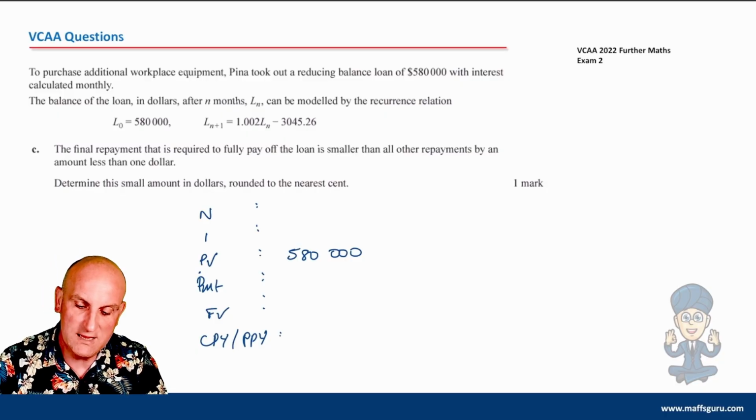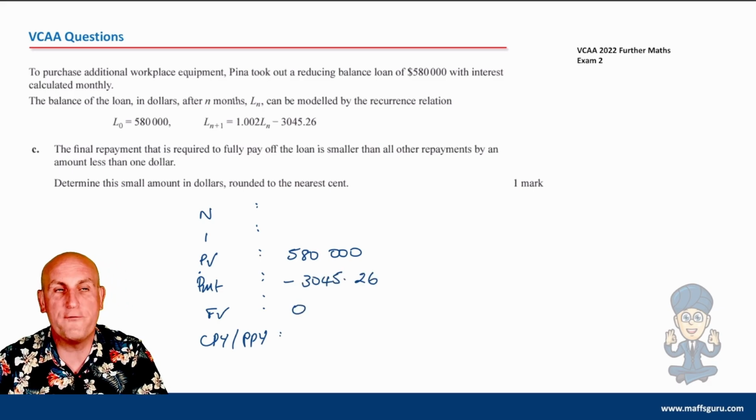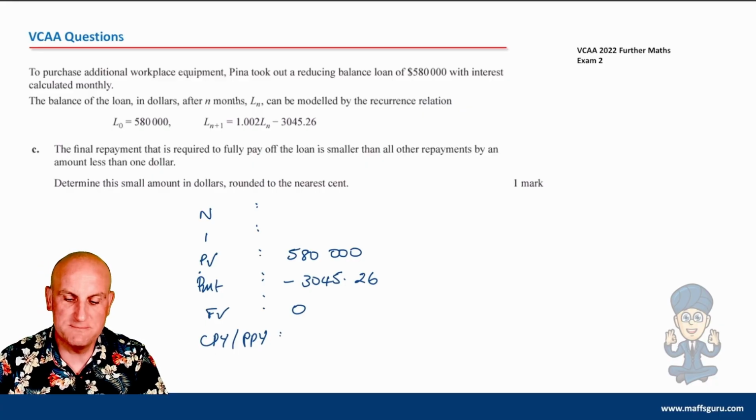She's making repayments of 3,045.26. So it's minus 3,045.26. She's going to pay off the loan. We want that to be zero-ish, do we? Let's come back. It's monthly, so we know compounds and payments per year are 12, right? Does it say how long it's going to take for the loan to pay off?